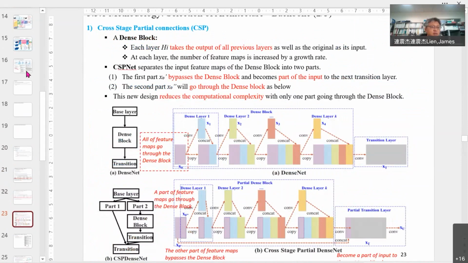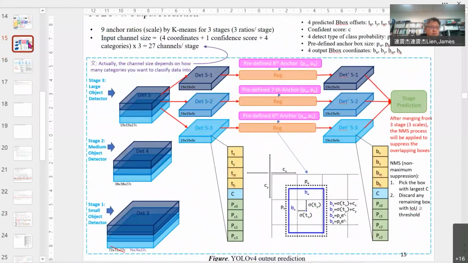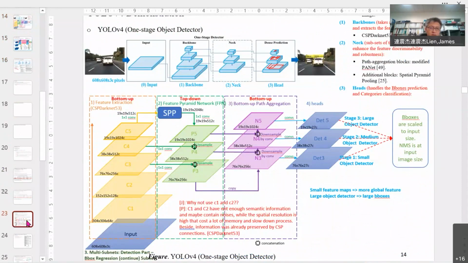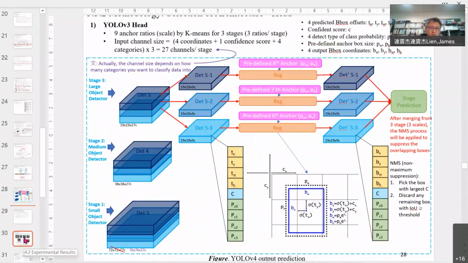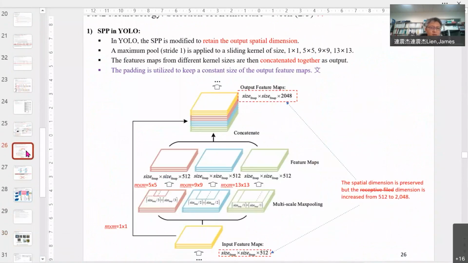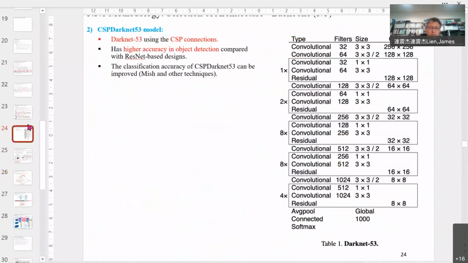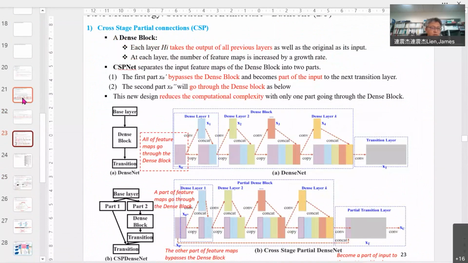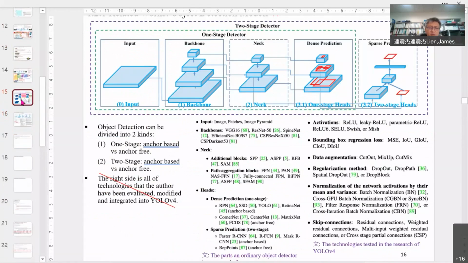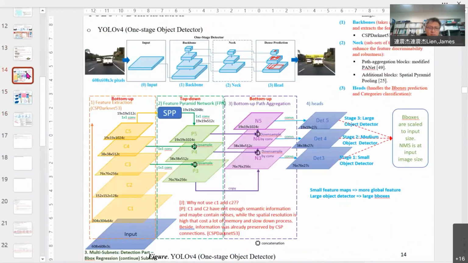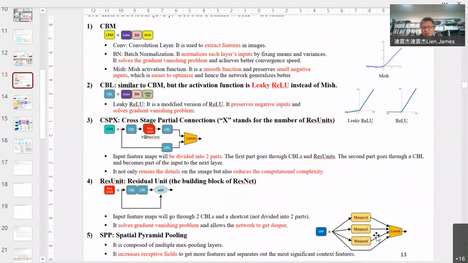So what is SPP? Let me check SPP. I cannot find it. Now let me try to show you SPP. Oh, sorry. Here. This one: one input, and more information, and the output together. So they are wider. Right, that's SPP. Okay.